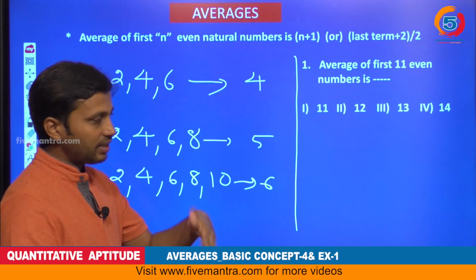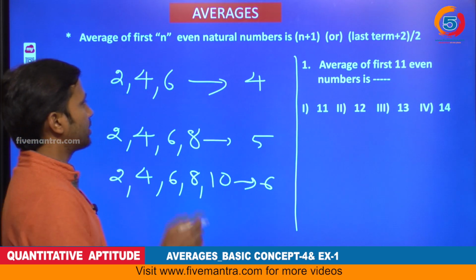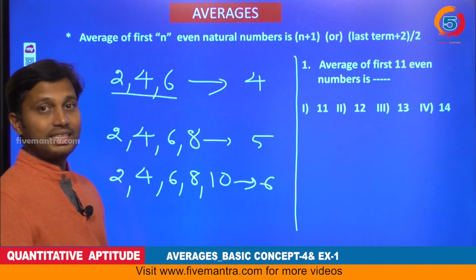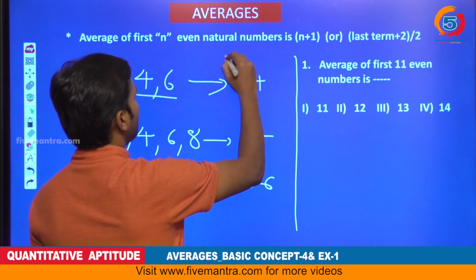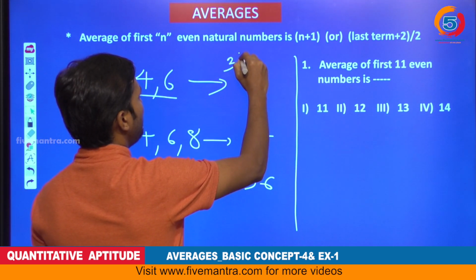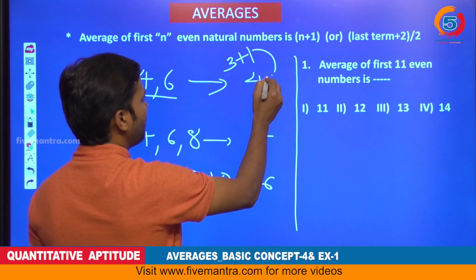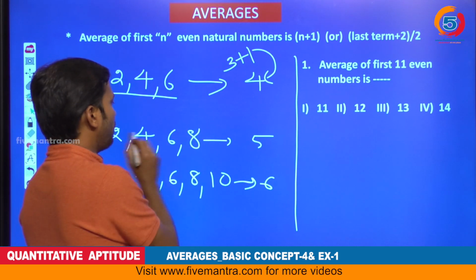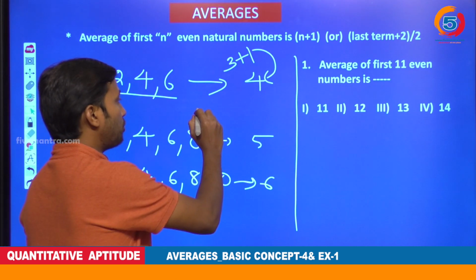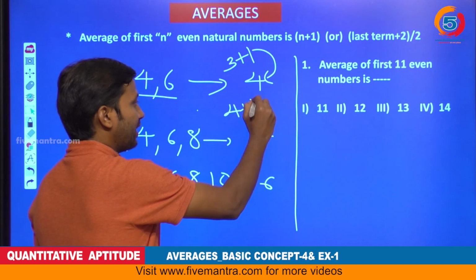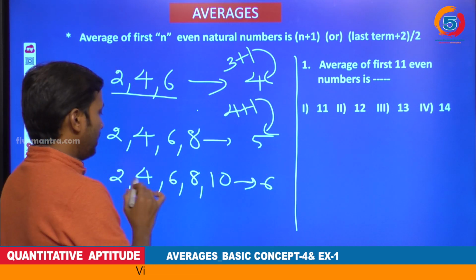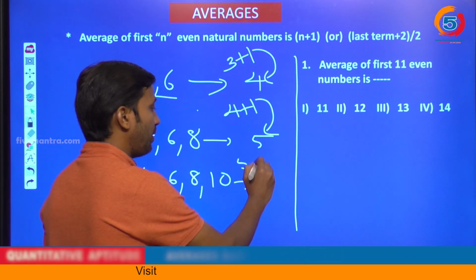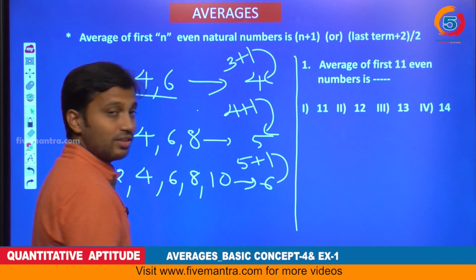Now I am telling you another method. For example, how many terms are here? 3, or not? So if these are 3 terms, then 3 plus 1, are we getting the average or not? And how many terms are here? 4. So if 4 terms, then 4 plus 1, are we getting the average or not? And how many terms are here? 1, 2, 3, 4, 5. So if you add 5 plus 1, are we getting the average or not?